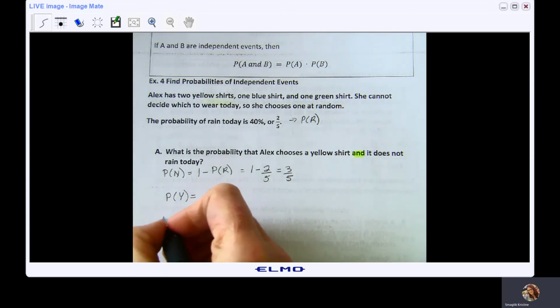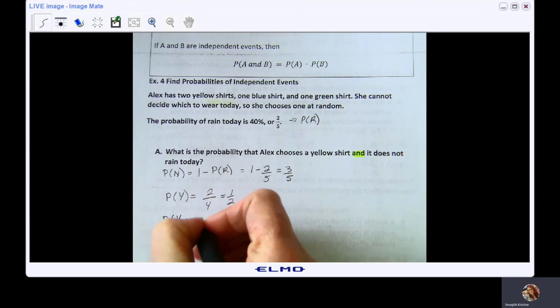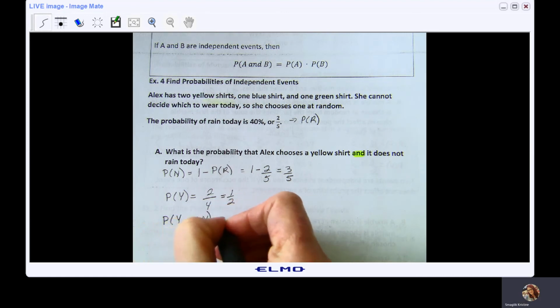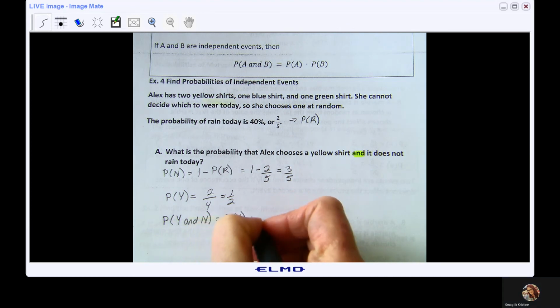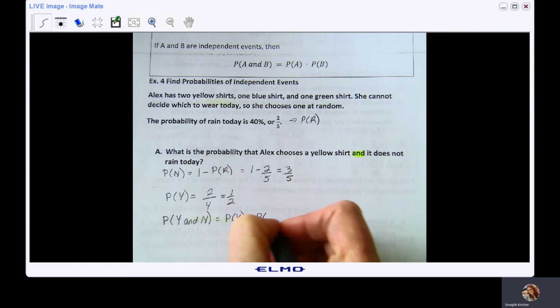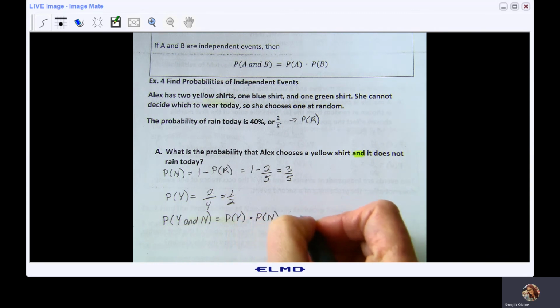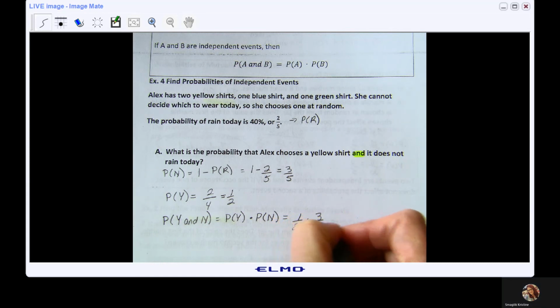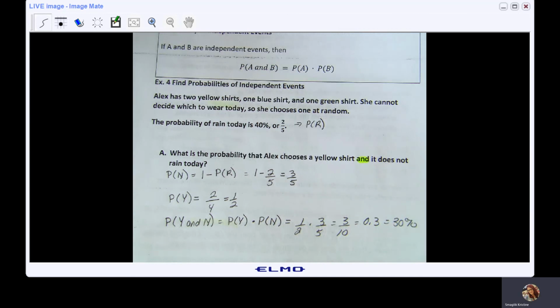So the probability of yellow shirt and no rain is going to equal the probability of that yellow shirt times the probability of no rain, which is 1/2 times 3/5, gets me 3/10, which is also 0.3, which is also 30%.